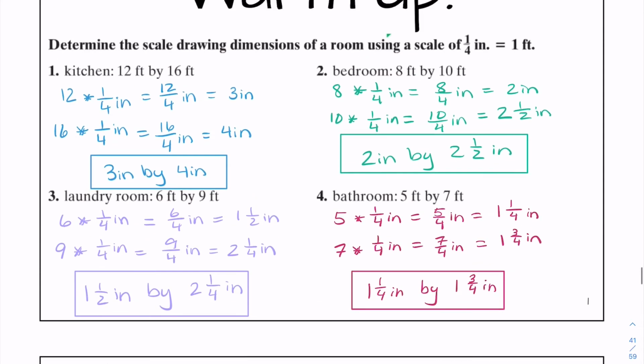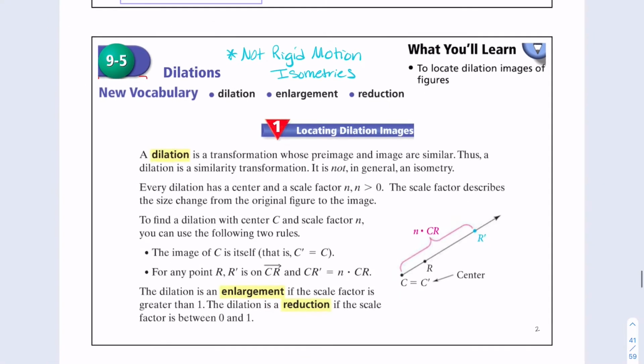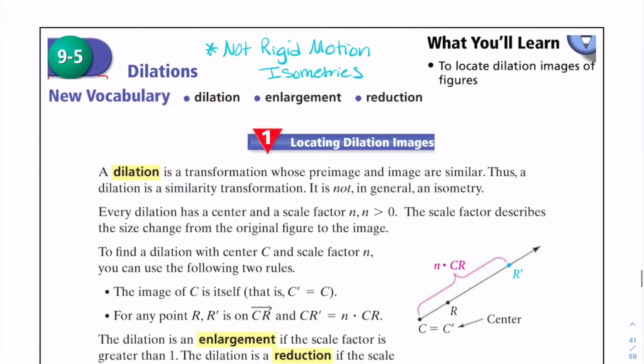So with dilation, enlargements can occur, or reductions can occur. The four above were all reductions. It got smaller in size. Dilations are not isometries. They are not rigid motions. Their angles are preserved, but their side lengths are not. So we definitely have congruent angles still, but everything is either shrinking or getting larger.